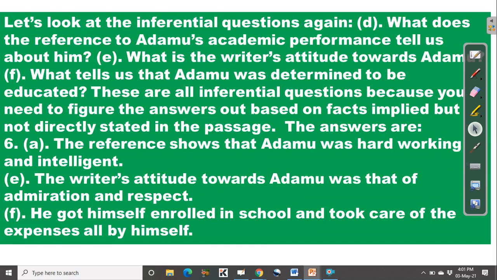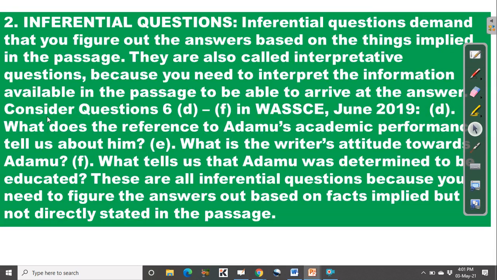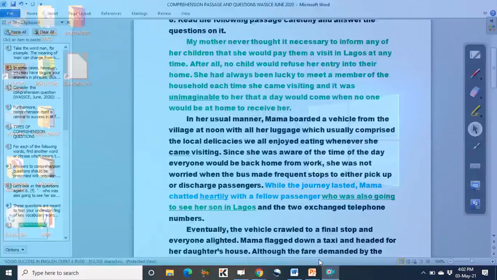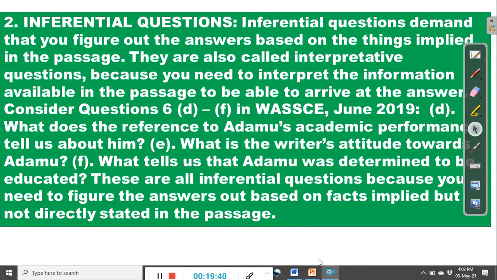Okay, so let's look at inferential questions, because the second type of comprehension questions is inferential questions. All right, and here we see that inferential questions demand that you figure out the answers based on the things implied in the passage. They are also called interpretative questions because you need to interpret the information available in the passage to be able to arrive at the answer.